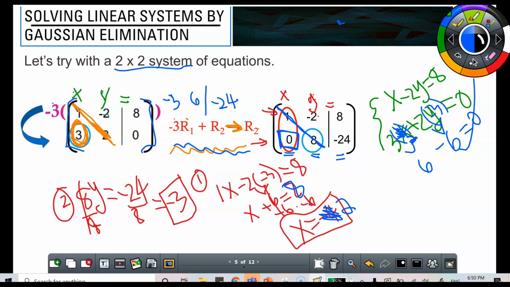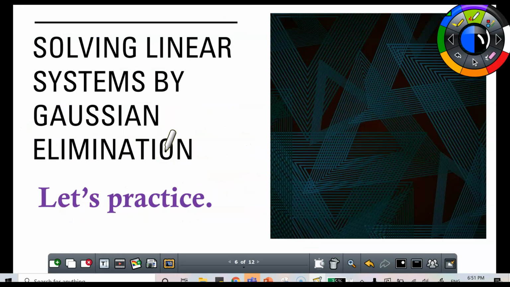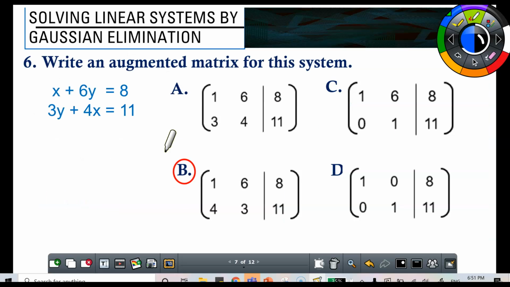Okay, so this method is very similar to solving the system of equations by elimination, but this time we're using the elimination method in the matrix. Okay. Let's look at one more example. Let's look at examples.